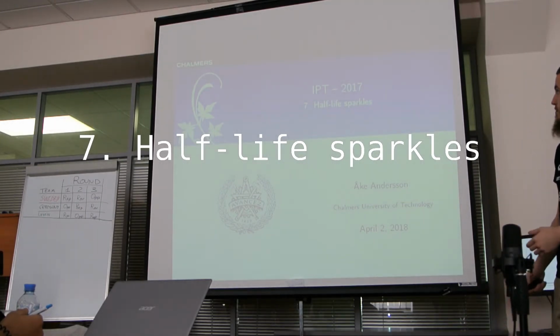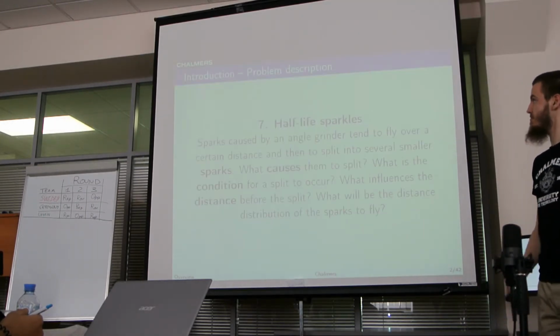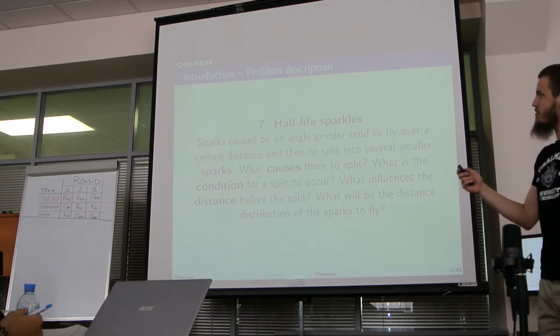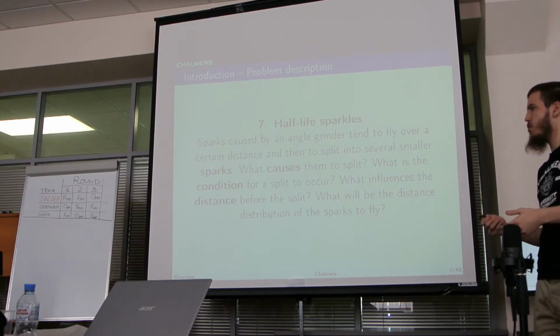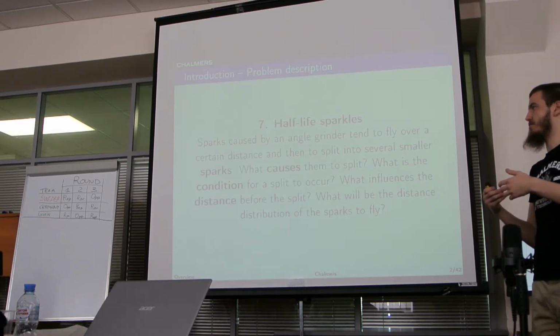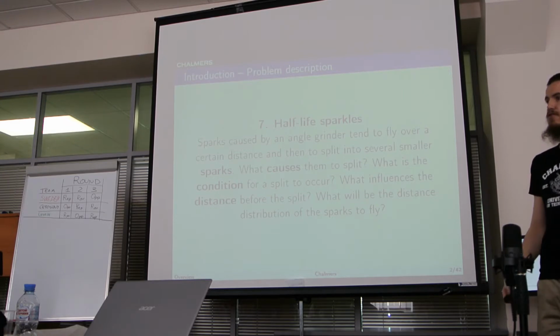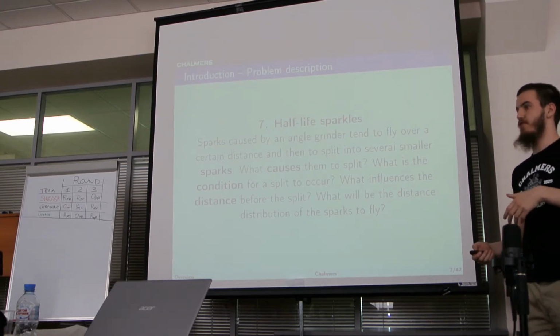I am Åke from Sweden. I'm here to present our solution to problem number 7, half-life sparkers. The problem description reads: sparks caused by an angle grinder tend to fly over a certain distance and then to split into several smaller sparks. What causes them to split? What's the condition for a split to occur? What influences the distance before the split? What will be the distance distribution of the sparks to fly?